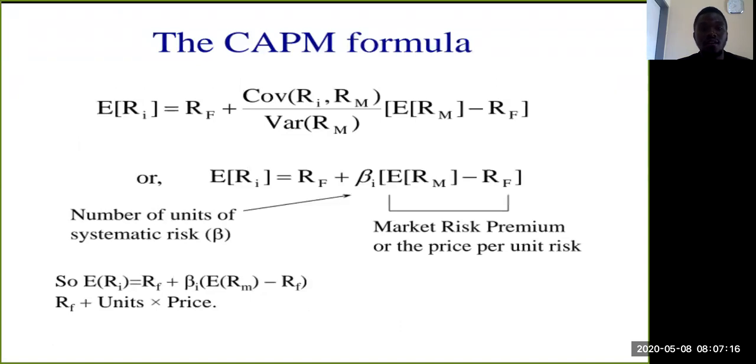So this is the general formula for the capital asset pricing model. And we saw that this covariance over variance is just the beta. So our equation will be: the expected return is equal to RF, the return on the risk-free asset, plus beta, the risk, times the market premium. So this is the equation that we are going to be using for the capital asset pricing model.